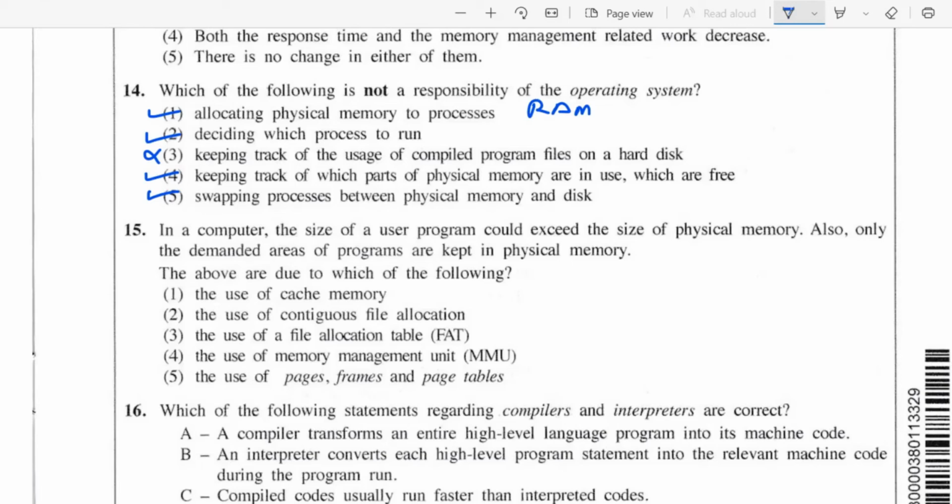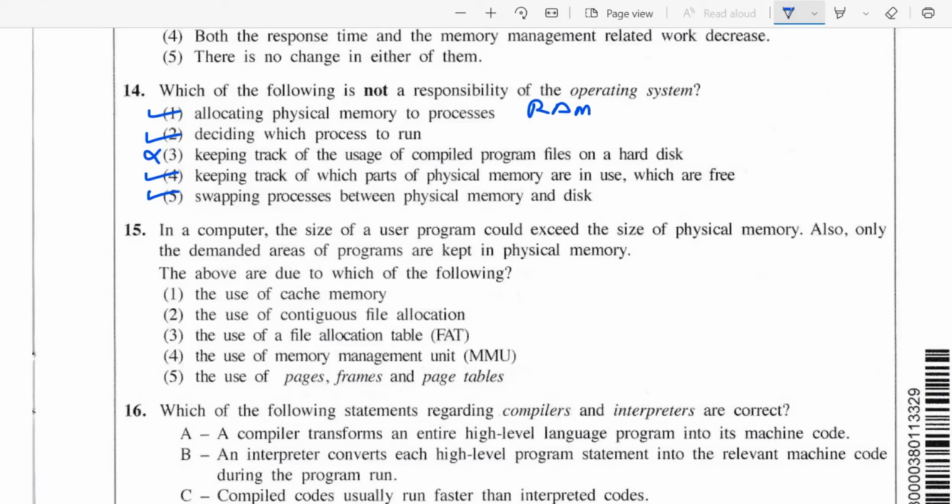Right? Also, only the demanded areas of programs are kept in physical memory. Yes. Even though the physical memory is not going to be enough, the operating system still has to keep the demanding processes, demanding programs in the physical memory, because high priority data always goes into physical memory and low priority data goes to virtual memory or into the disk.